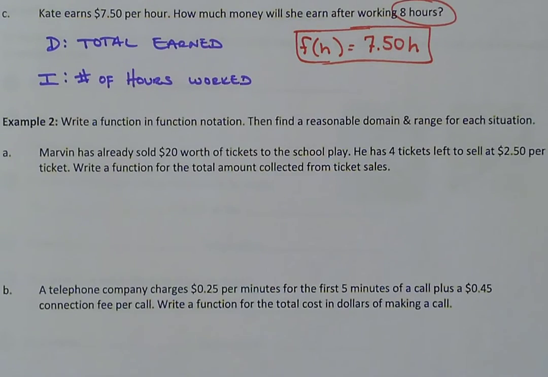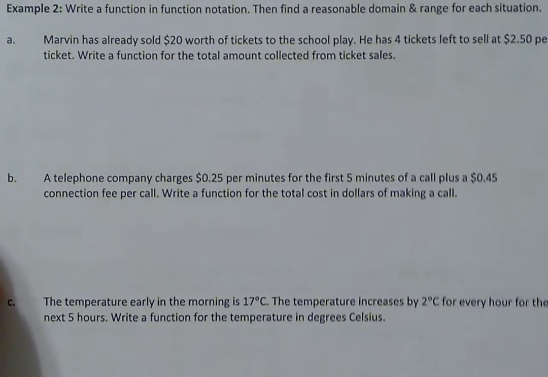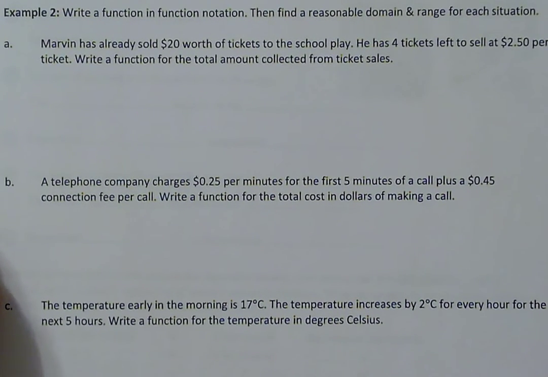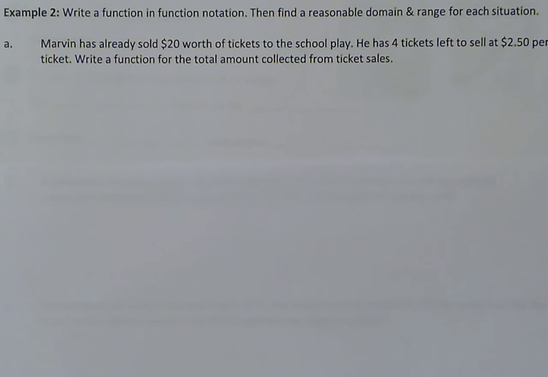Okay, example 2 is going to ask us to write each situation in function notation, and then find a reasonable domain and range for each situation. So we're going to have to go through and write a function and then find domain and range. We don't have to do independent and dependent variable for this one.